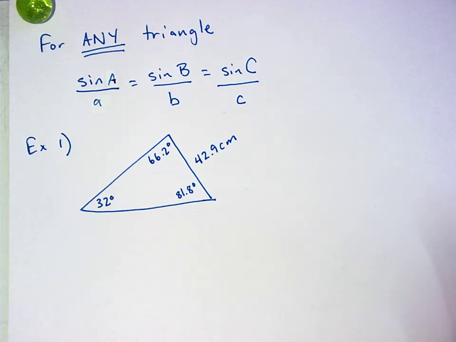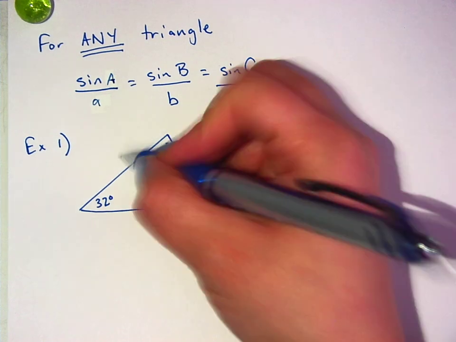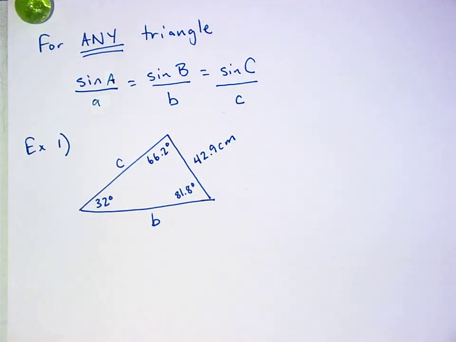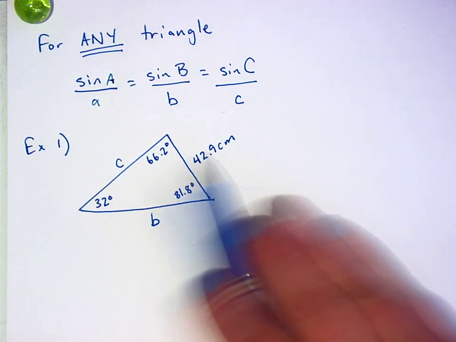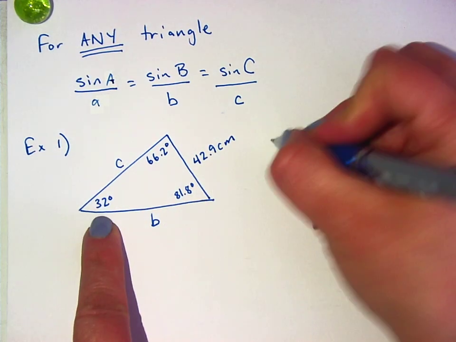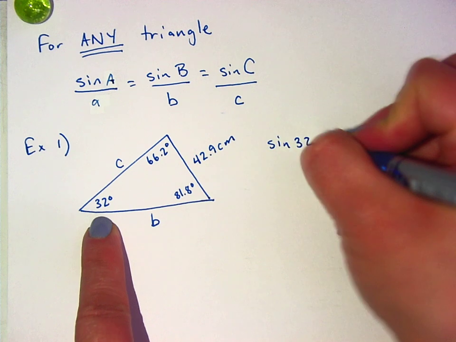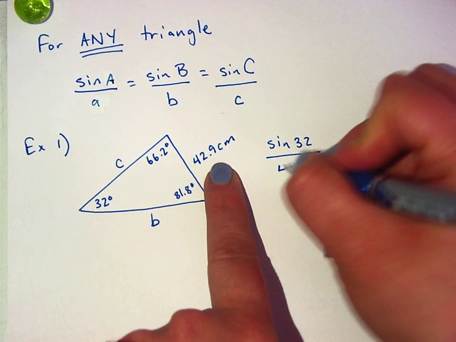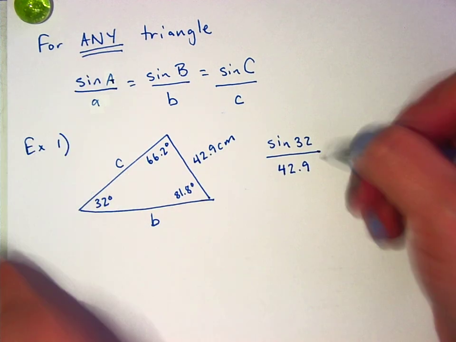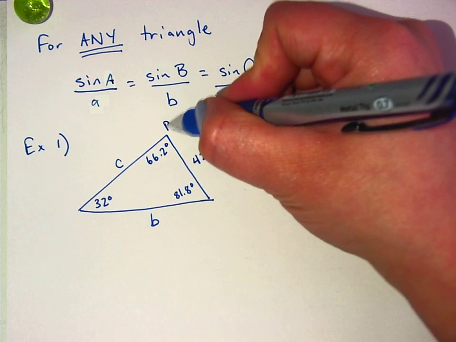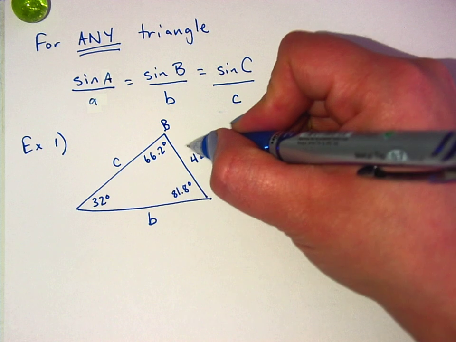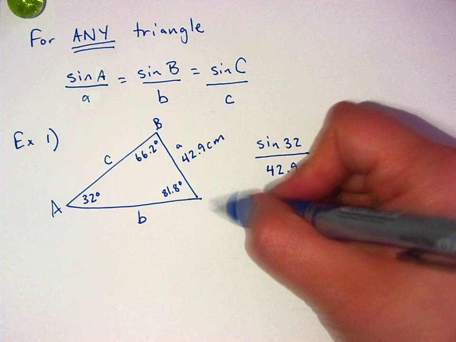So I'm going to call this side, I don't know, side B. We'll call this side C. Looks like I have this one. So I need a ratio that's already intact. So I'm going to start with the sine of 32 over the opposite side, 42.9. When it's A and A, those are always opposite sides. Little b, this would be big B right here. This would be little a, big A, and big C.